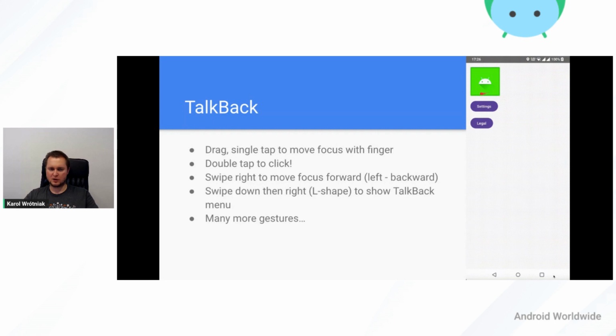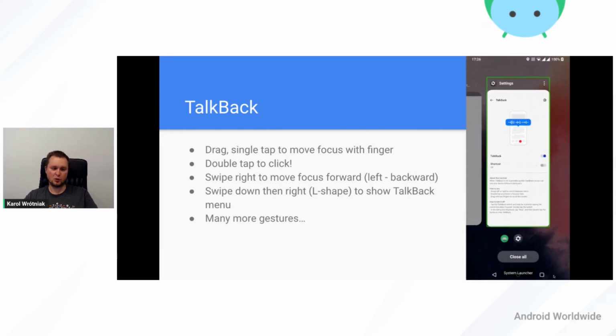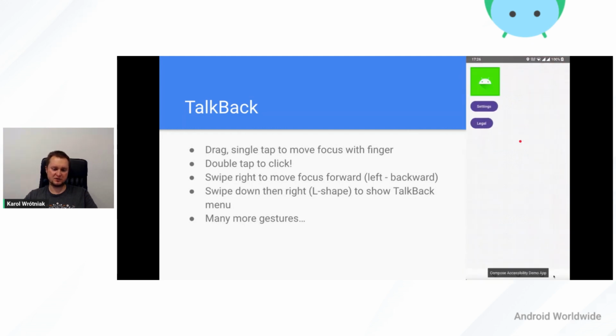Okay, why is that? Why does the single tap not click and only move the focus? Imagine that you are blind, you cannot see the screen, and there are some buttons. So before you click, before you execute some on-click actions, you have to know what this button does. So first you need to hear what TalkBack says, and then if you are sure that this is the action you want to perform, then you can use double tap to click. You can use double tap everywhere, not only on the focus node.